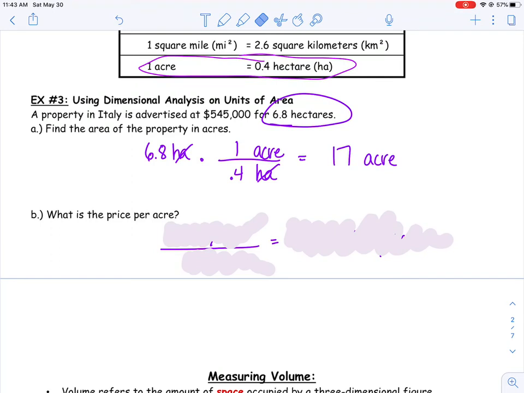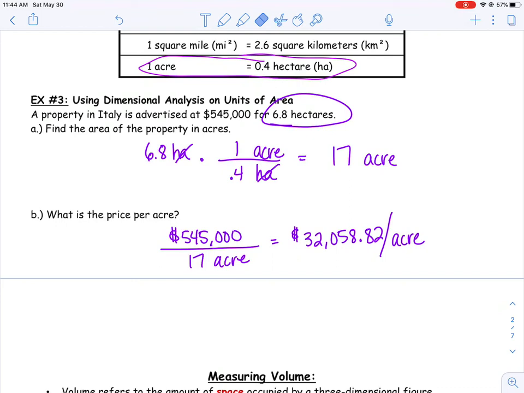So we can kind of imagine what 17 acres looks like. And so this piece of property is $545,000 for how many acres? Well, 17 now, right? And so the next part says, what is the price per acre? Well, I know that it's $545,000. I now know that there's 17 acres instead of saying 6.8 hectares. And then I can divide and figure out what the price is per acre. So for every acre, you're paying about $32,058.82 per acre.